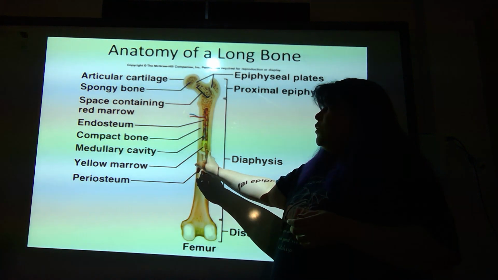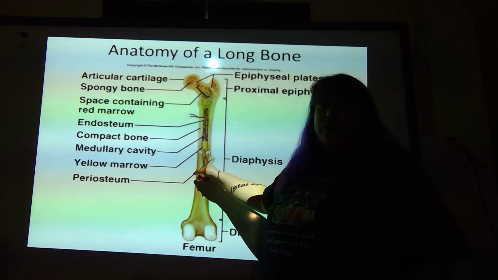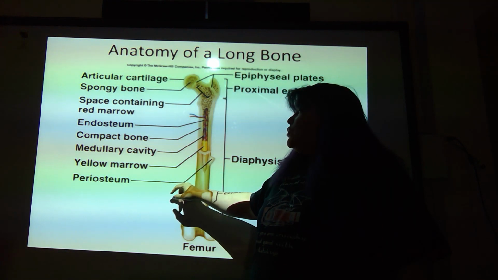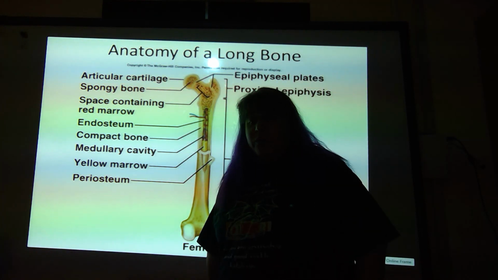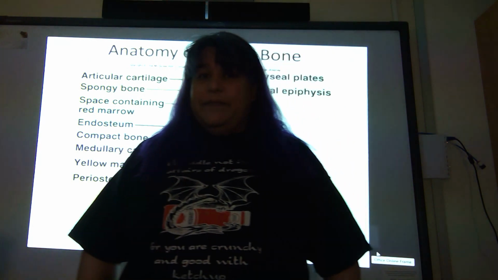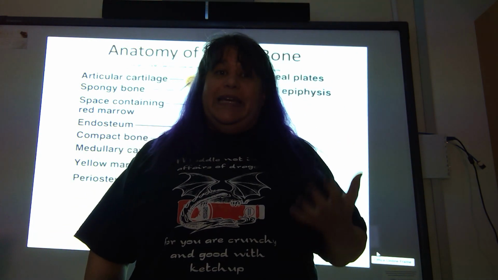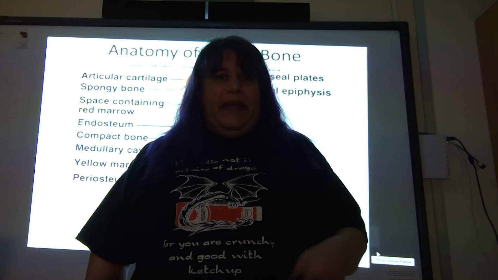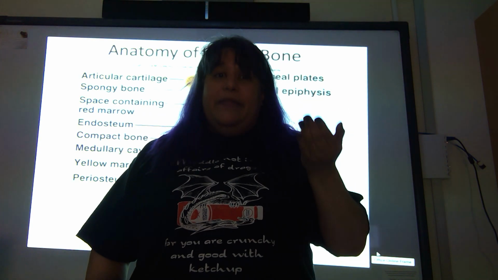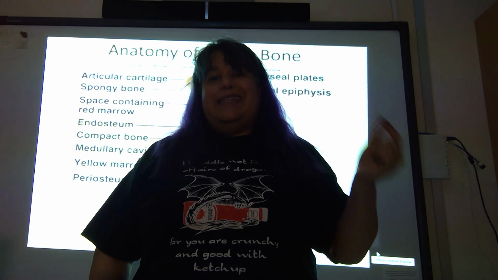We fill this space up with something lighter. So yellow marrow, yellow bone marrow. Yellow bone marrow is actually fat, and fat is actually less dense than bone. Think about it. You're boiling meat, you're doing something like that. What's the first thing that floats to the top? The fat. And it's because it is less dense.